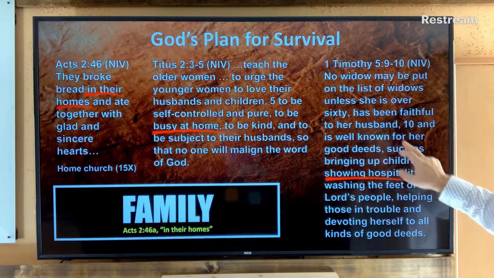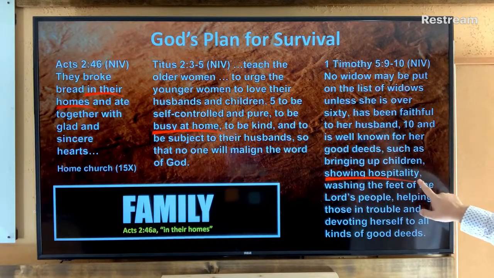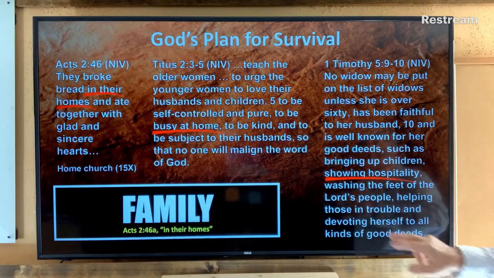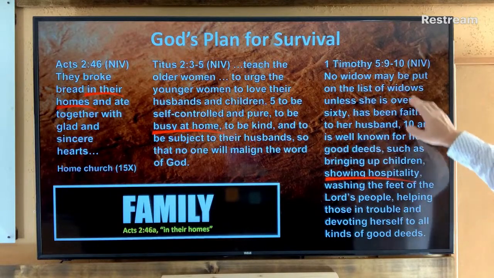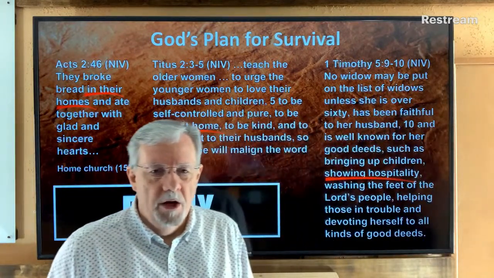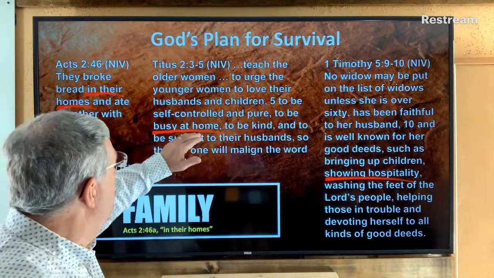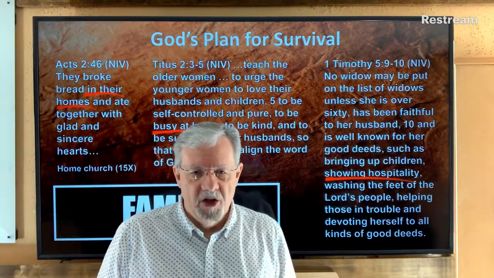Notice familial again. Faithful to her husband, brings up children, showing hospitality, washing the feet, etc. Read the rest of it for yourself. But that was very important to me. Showing hospitality. If this woman is to be brought into the number, she is supposed to be someone who has established a home, and in that home, established a level of hospitality.